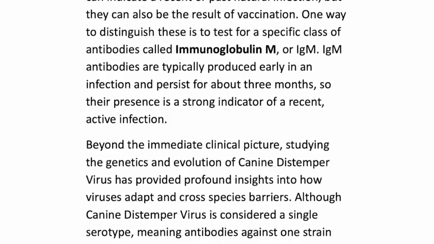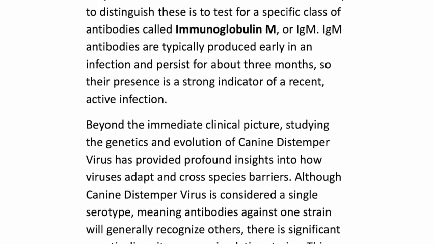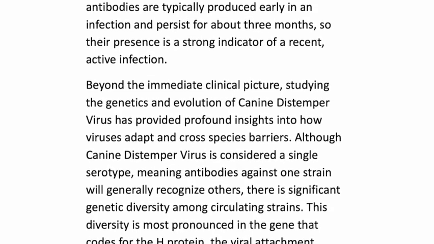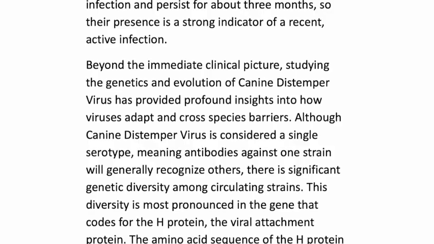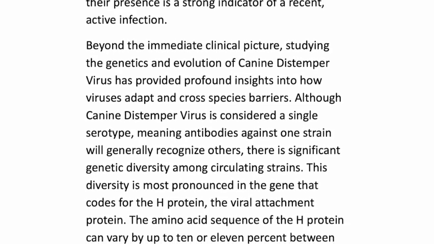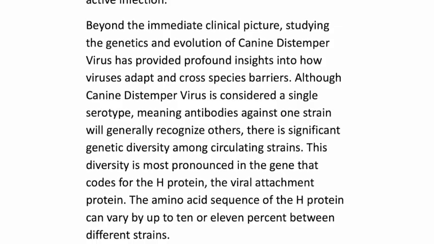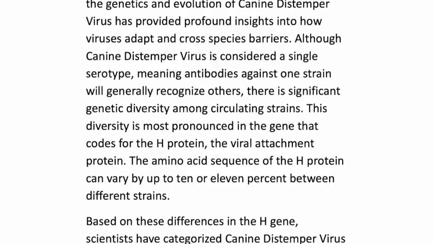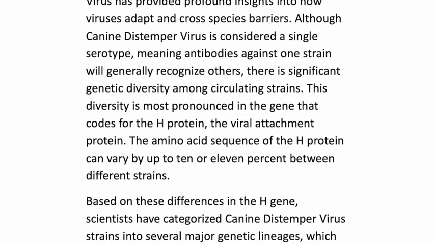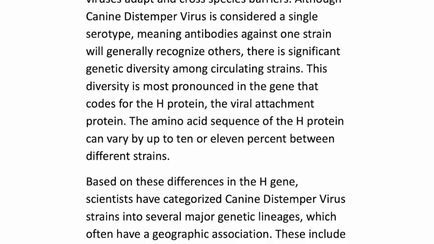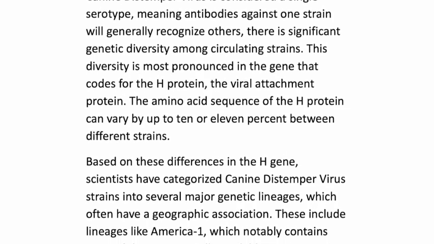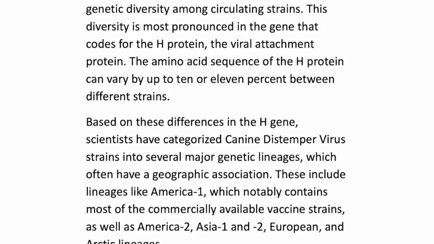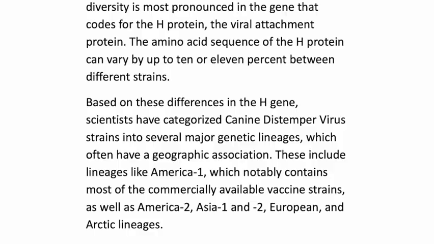Beyond the immediate clinical picture, studying the genetics and evolution of canine distemper virus has provided profound insights into how viruses adapt and cross species barriers. Although canine distemper virus is considered a single serotype, meaning antibodies against one strain will generally recognize others, there is significant genetic diversity among circulating strains. This diversity is most pronounced in the gene that codes for the H protein, the viral attachment protein. The amino acid sequence of the H protein can vary by up to 10 or 11% between different strains. Based on these differences in the H gene, scientists have categorized canine distemper virus strains into several major genetic lineages, which often have a geographic association.